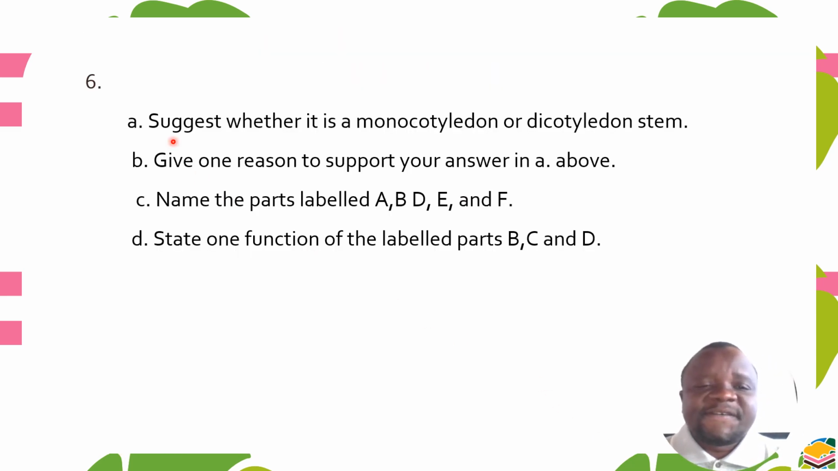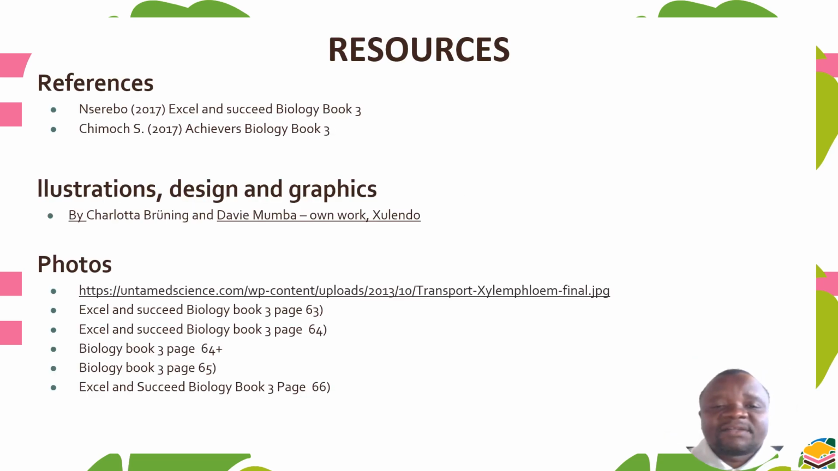Questions on number 6. Question A, you have to suggest whether it is a monocotyledon or a dicotyledon. So you choose an option. B, you give a reason to support your answer in 6A above. C, you name the parts labeled A, B, D, E, and F. Then finally, you have to state one function of the labeled parts B, C, and D.